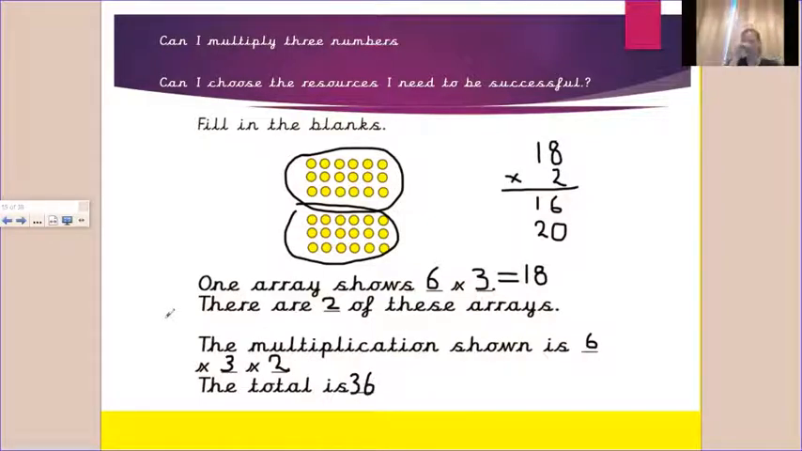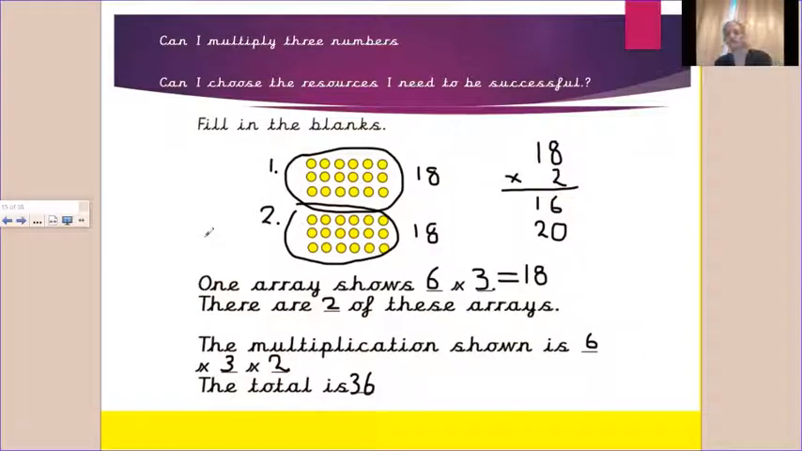So take a moment and have a read of that if you are unsure. I'll go through it again. Take a moment, pause, and see if you can understand how that's been worked out. So what it is saying, remember, is that one array, so if this is the first array, is showing 6 times 3, because there's 3 rows of 6, and we know that 6 times 3 is 18. There are 2 of these arrays. There's the second one. It is the same amount. So in this array, we've got 18. In this array, we've got 18, because there are 2 lots of them.